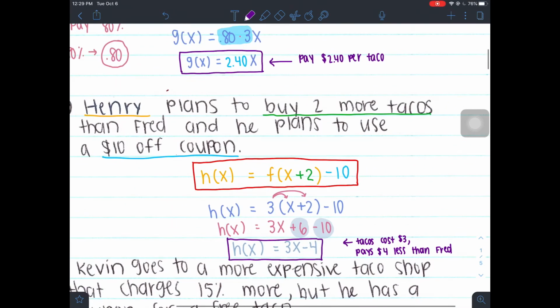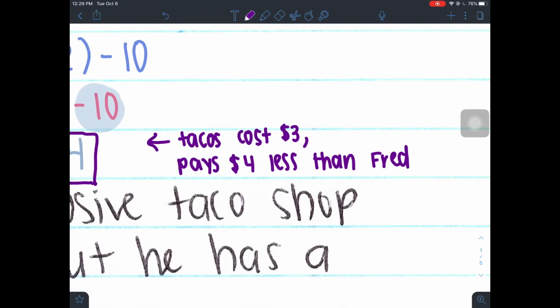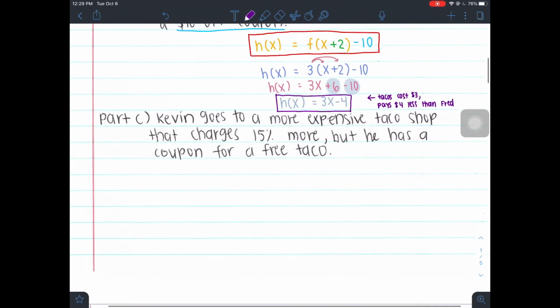And here's why. Henry's buying 2 more tacos. Now, how much do tacos cost? They cost $6, right? But he has a $10 off coupon, so that means he actually has $4 off, because those $6 minus the 10, you're going to have negative 4. So in the end, he still pays $4 less than Fred, even though he bought 2 more tacos than him.